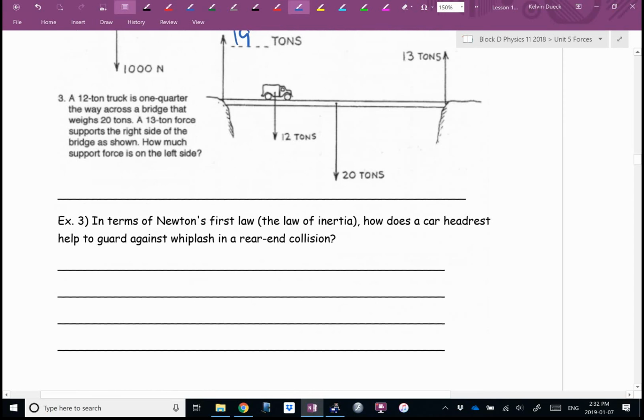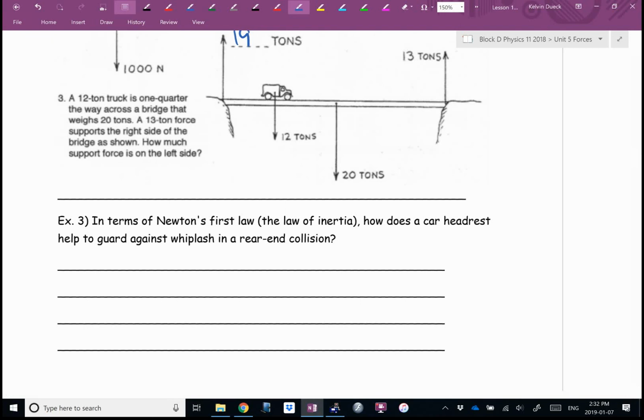How does a car headrest, in terms of Newton's first law, the law of inertia, help guard against whiplash when you're rear-ended? And this is very similar to the car accident story that I told you. I think I was recording on YouTube. Sorry, people on YouTube. But I told you that my coin container went shooting backwards. That's not what happened. It stayed at rest. My car got thrown forwards.